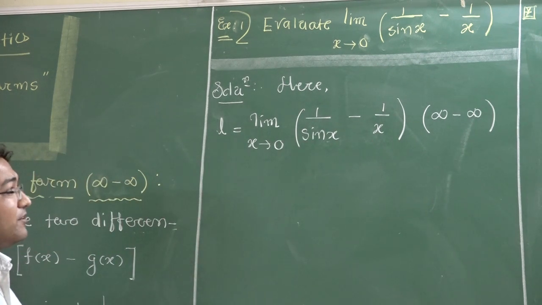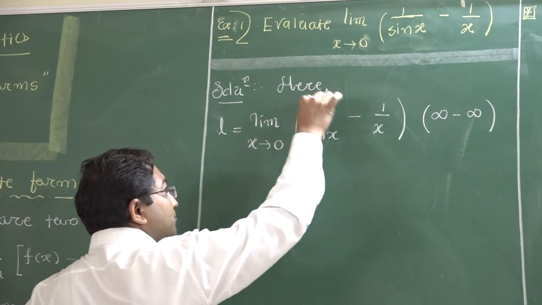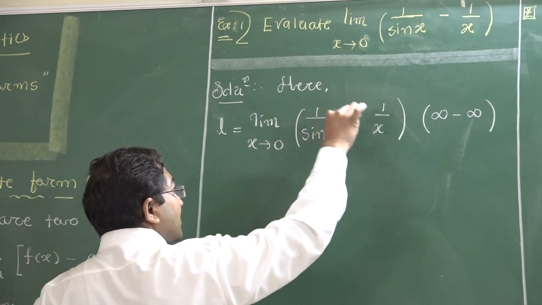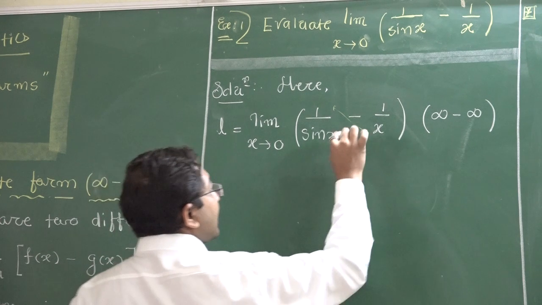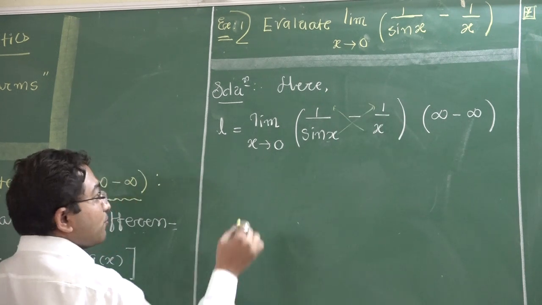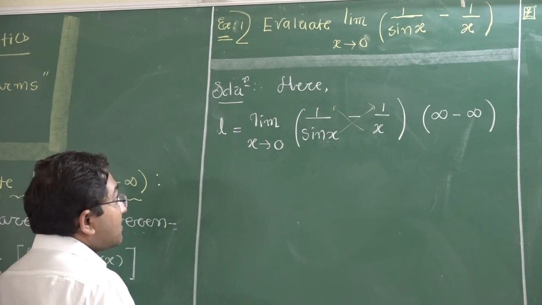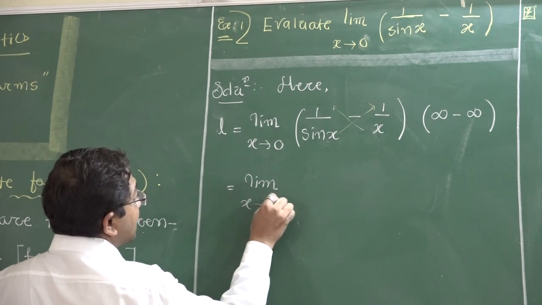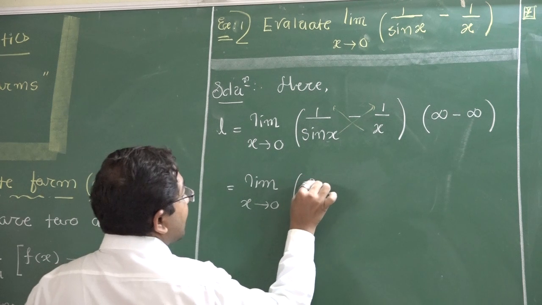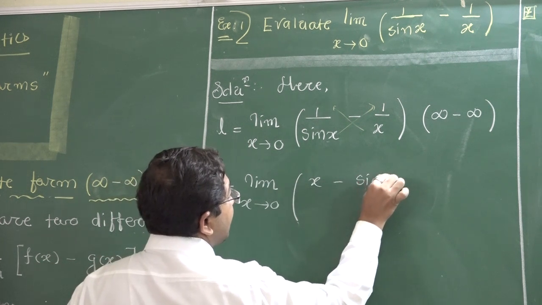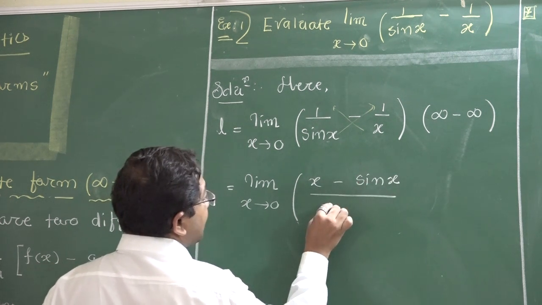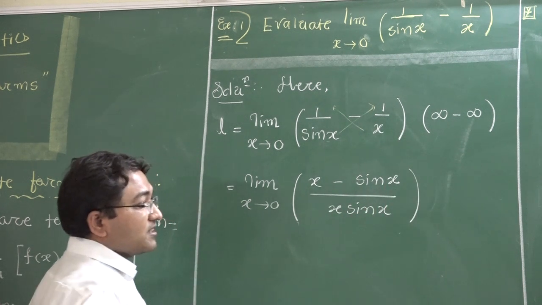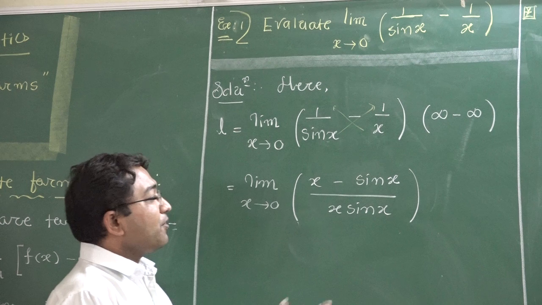So, how to evaluate it? Take LCM, means cross multiplication of each 1 upon x. Here x is cross multiplied with 1, sin x is also cross multiplied with 1. We get limit x tends to 0, x minus sin x upon x into sin x. Then observe that this is the form of 0 by 0.